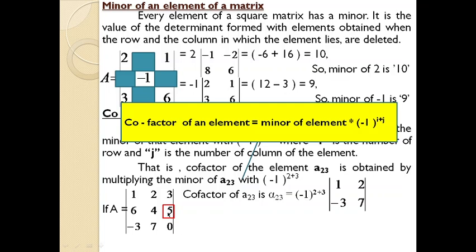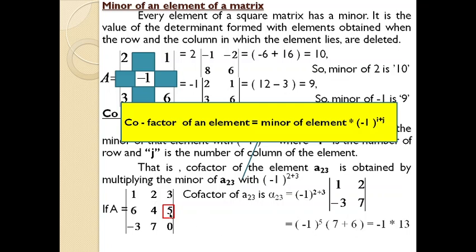So we know how to find the minor. If you are selecting 5, the minor of this 5 will be 1, 2, minus 3 and 7. See, if you are selecting 5, you will delete this particular row, that is 6 and 4 will be neglected, and 3 and 0 will be neglected. So the remaining numbers are 1, 2, minus 3 and 7. By solving that, you get 1 into 7, 7, minus 3 into 2, it will be minus 6, so it will naturally be 7 plus 6. So 7 plus 6 will be 13. That is the minor of this particular element.